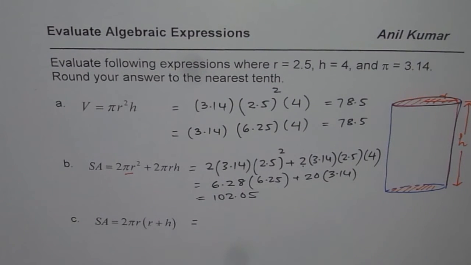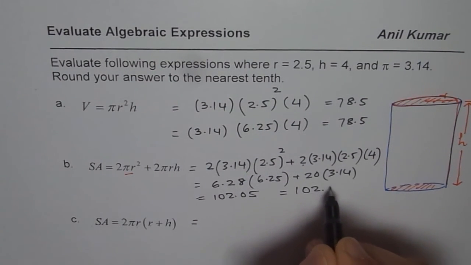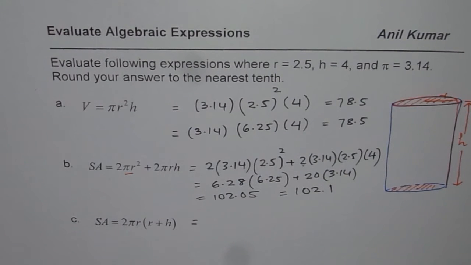Practice with this. Now in this particular case we forgot to round. Let me round this to one decimal place. So it should be 102.1, correct? So that is how you should be doing it. I hope that helps. Thank you and all the best.